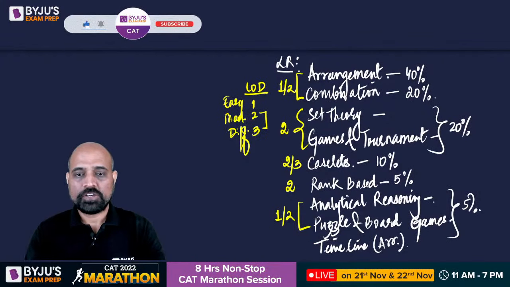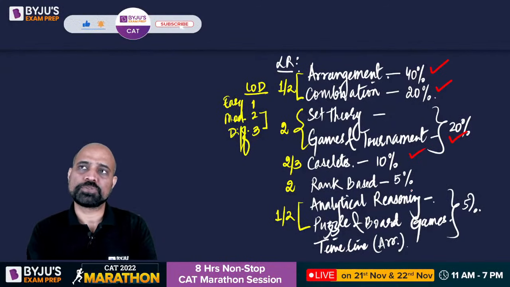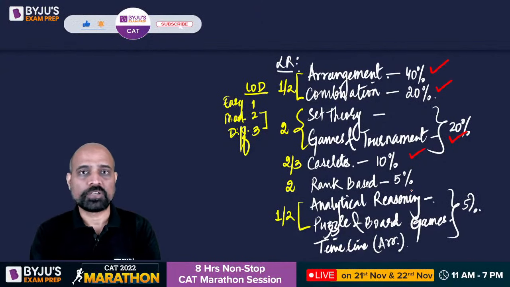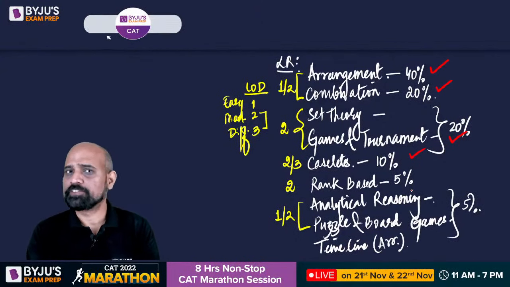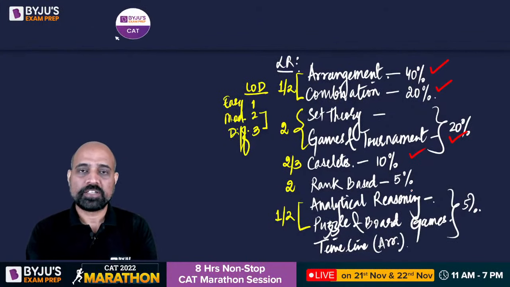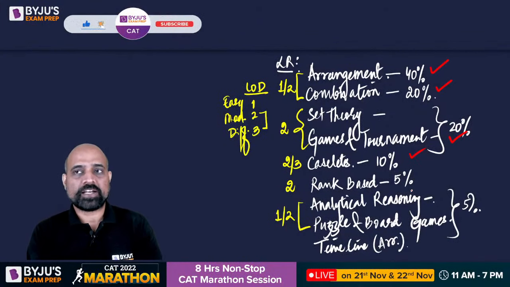Okay. So if you actually target arrangement, combination, set theory, games and tournament, and caselets, you will be able to solve 2 to 3 sets out of 4 sets. Kafi hoga. That is our target, right? We do not try to solve all the 4 sets. That's next to impossible, right? So your target is 2 sets.